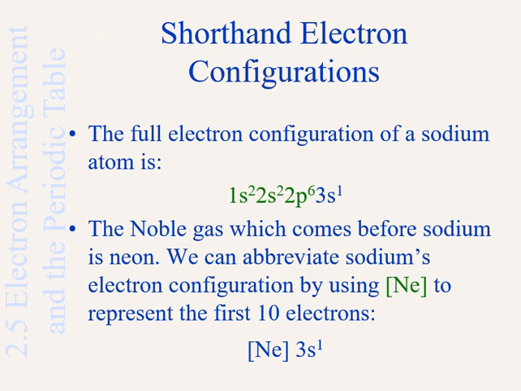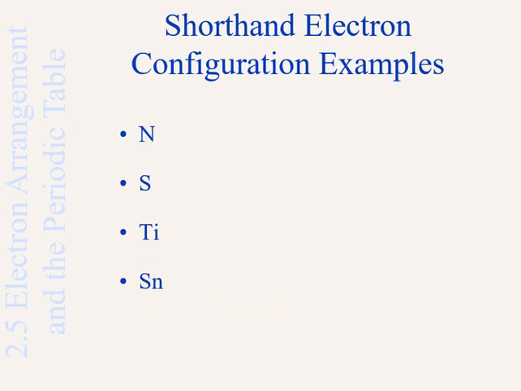And that method can be employed once we know how to write the configurations with ease, and in order to save time, we write the shorthand version of electron configurations. Write down the shorthand versions for these four elements: nitrogen, sulfur, titanium, and tin.